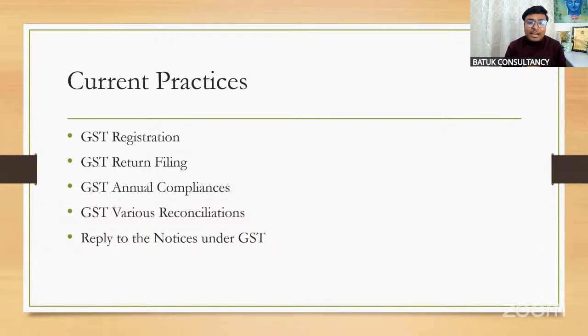So currently, sir, we are doing the GST registration related practices, the GST return filing related practices: GSTR 3B, GSTR 1, CMP 08, GSTR 5, 6, 7, 8, and the GST annual compliances, that is GSTR 9 and 9C. We are also doing various reconciliations: between GSTR 3B and 1, GSTR 2B and GSTR 3B, GSTR 3B RCM and books of accounts RCM, and the input tax credit closing balance comparison.